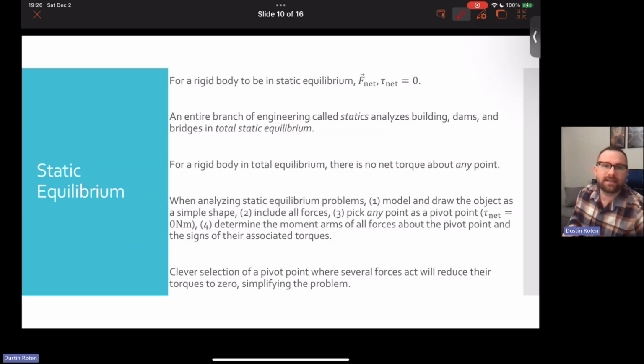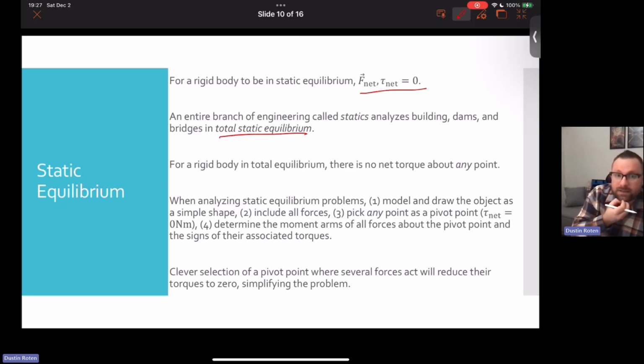Okay, in cases of static equilibrium, this is a case where all the net forces and net torques are zero. So just like Newton's first law, even if there's 1,000 forces, they all cancel out. 1,000 torques, they all cancel out. So this is actually an entire branch of engineering called statics. You'll see it if you're a civil engineer. Basically, it deals with buildings, dams, and bridges that are in total static equilibrium. It's things that aren't moving, things that aren't rotating.